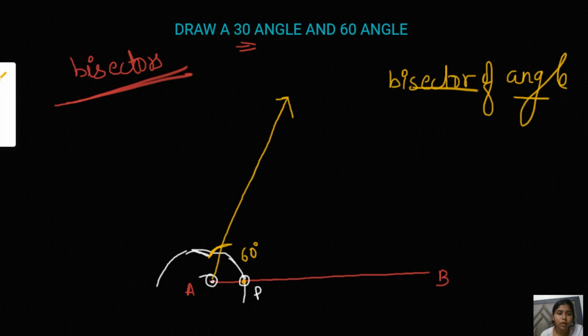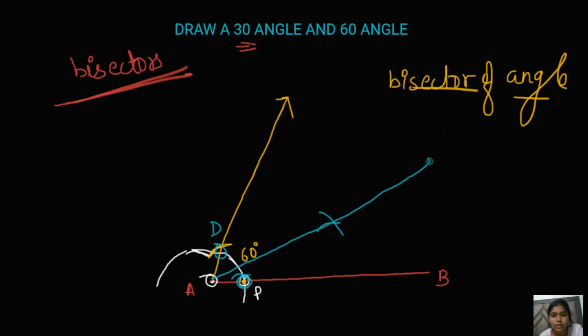So here we are taking the two center points. First of all, name this point as D. We are taking D as the center point, putting the pointer here and forming an arc like this. Then put the pointer at this point P and again form the arc like this. You have to join this A with the intersection point of this arc, and here you are getting a 30-degree angle. This is how to draw the bisector of any angle.